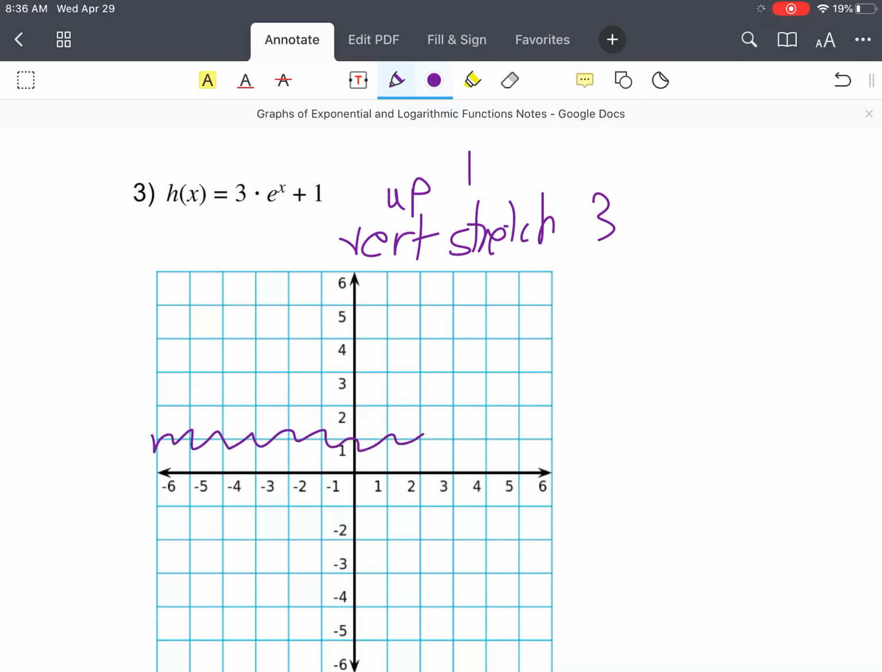So if we look at what that's going to look like, we are moving up 1, so our asymptote goes up 1. That vertical stretch of 3 means that instead of just 1 step up, we're going to have to go 3 steps up from our asymptote. So normally this point would be 1 step above it, but this is going to go 1, 2, 3 steps above it. So then it's kind of flat and goes zoop.